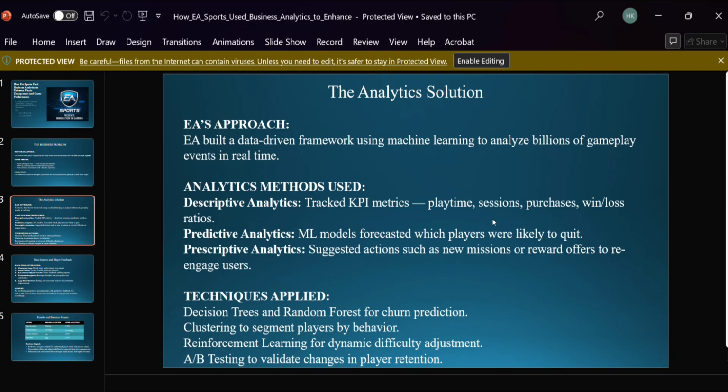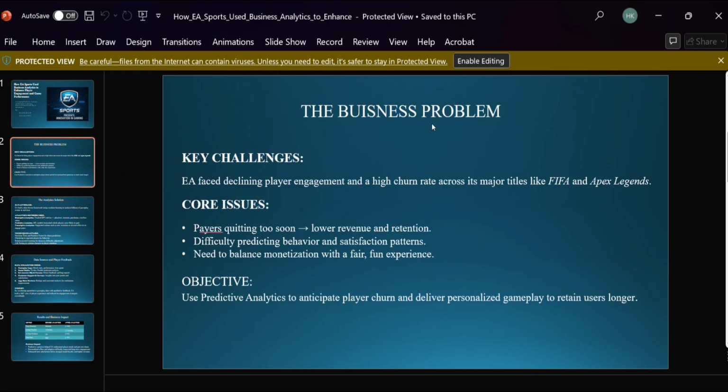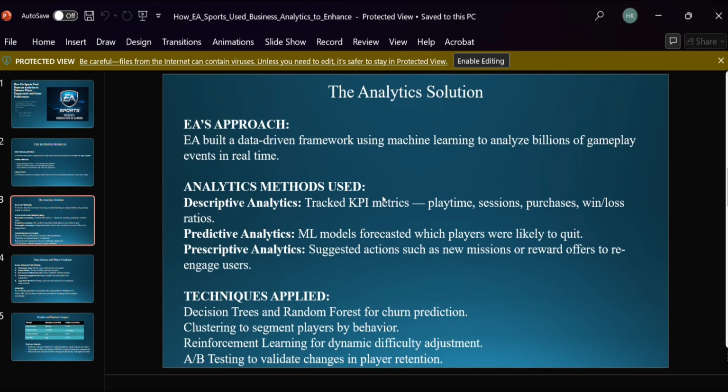In short, EA wanted to move from reactive decisions to predictive engagement strategies, making the gameplay experience smarter, fairer, and more personalized for every user. Now let's look at how EA solved this problem using analytics.